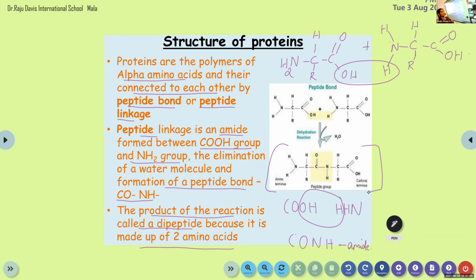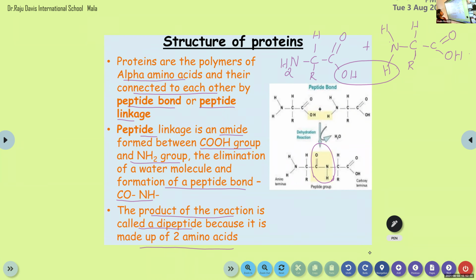That means two amino acids are joined together by peptide bond or peptide linkage. It is known as dipeptide. So a water molecule is removed from these two amino acids, then amide is formed. Okay, then you can join these two, CO, then CN. Here you can see the bond is formed between these two amino acids. Is this clear now?